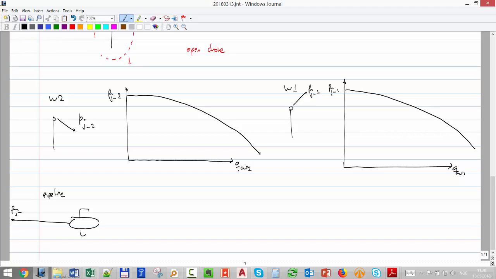Here I have P junction pipeline. Now I don't use the rate of well 1 or well 2, but I use the rate of the field, and I use P junction P. P junction as seen from the pipe. How is that going to look? Just going up, right? The required pressure at the junction.